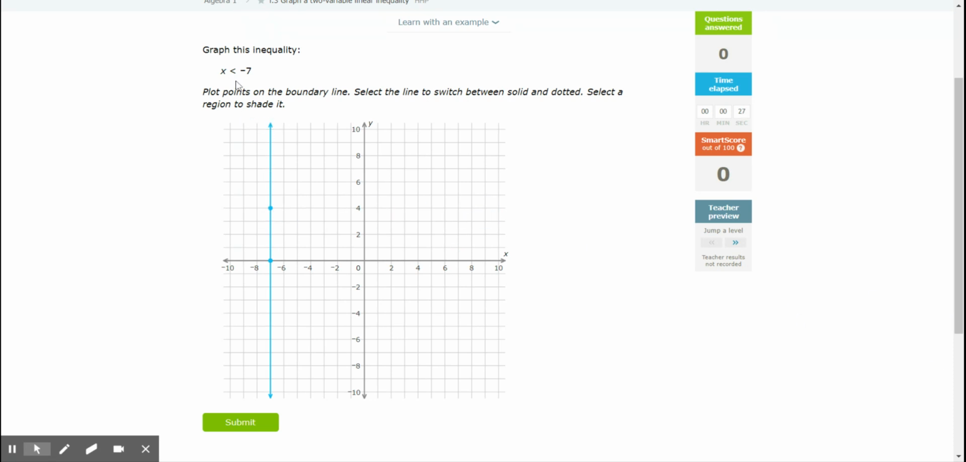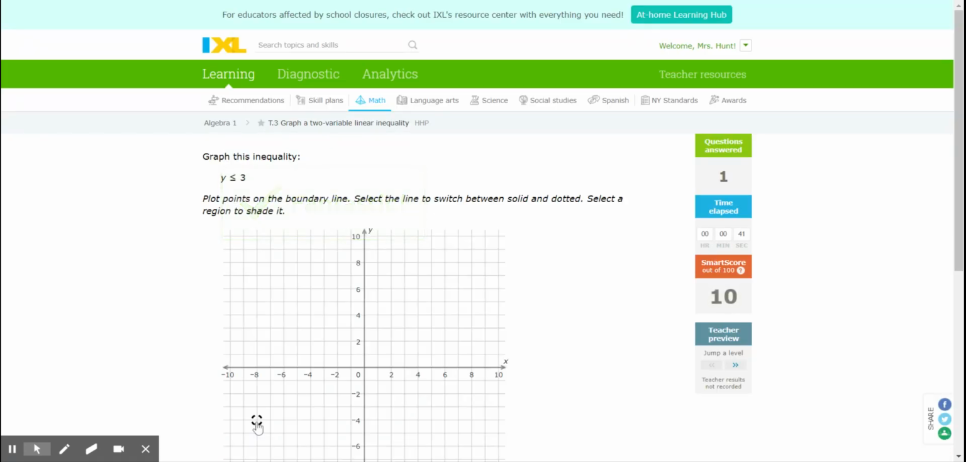And now let's take a look again here. Because the symbol doesn't have a line underneath it, you want to click on the line again to make this dotted. And then the direction of the symbol says less than, so we want to choose this area over here. And then we're going to submit.